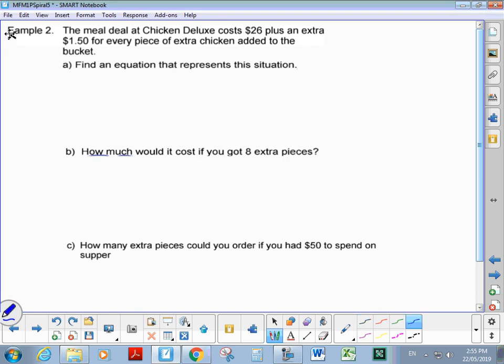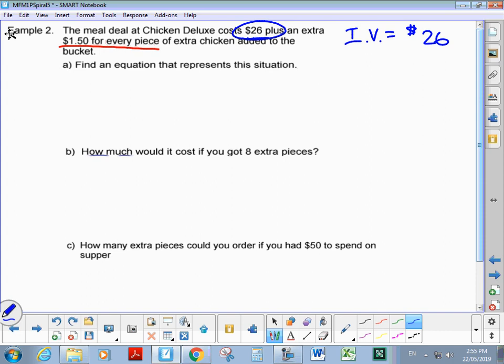But anyway, the meal deal at Chicken Deluxe costs $26 plus an extra $1.50 for every piece of extra chicken you added to the bucket. So we need to pick out our information. Now, anytime you see the word per or for every or for each, it indicates a unit rate or a rate of change. So that means for this question, $26 is what you're going to have to pay no matter what. So that's our initial value.